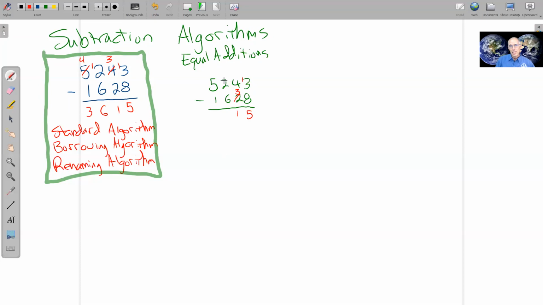2 minus 6 I can't do, so I bump that up 1 and I bump this up 1 to a 2. So 12 minus 6 is 6, and then 5 minus 2 is 3, and I get the exact same answer in a slightly different procedure. So that is called equal additions. Questions on that? Hopefully you tried that yourself using the equal additions method.